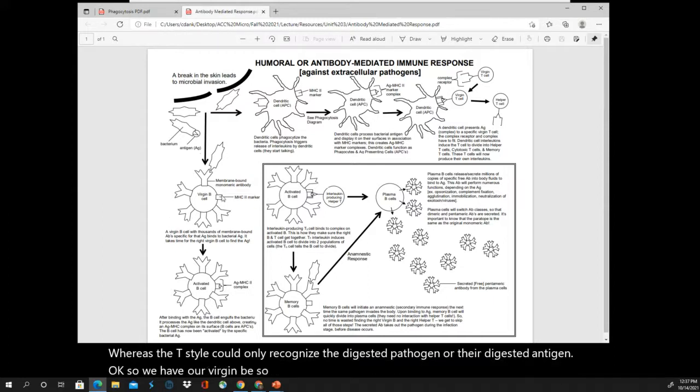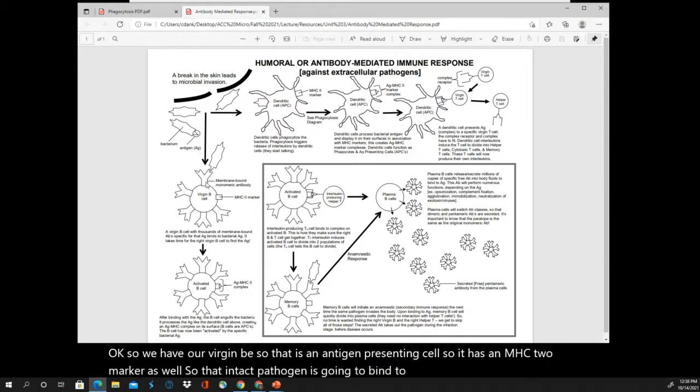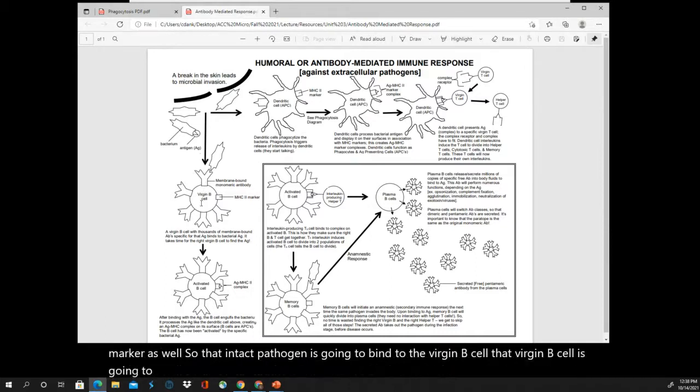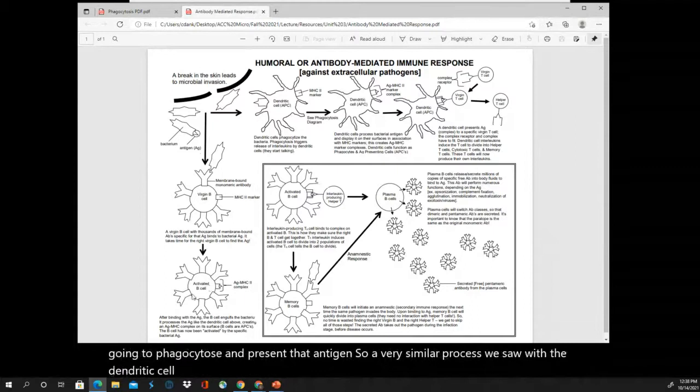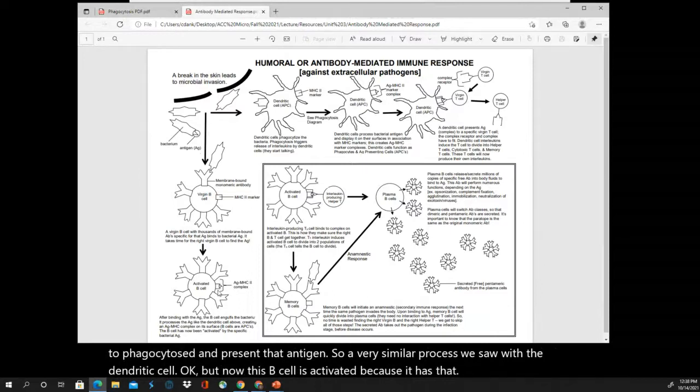That is an antigen-presenting cell, so it has an MHC2 marker as well. So that intact pathogen is going to bind to the virgin B cell. That virgin B cell is going to phagocytose and present that antigen. Okay, so a very similar process like we saw with the dendritic cell. Okay, but now this B cell is activated because it has that antigen presented.